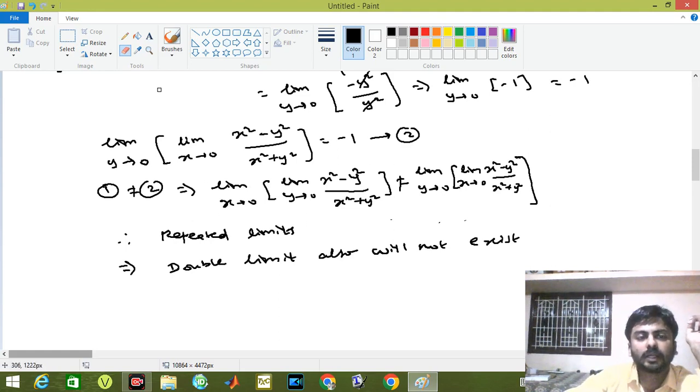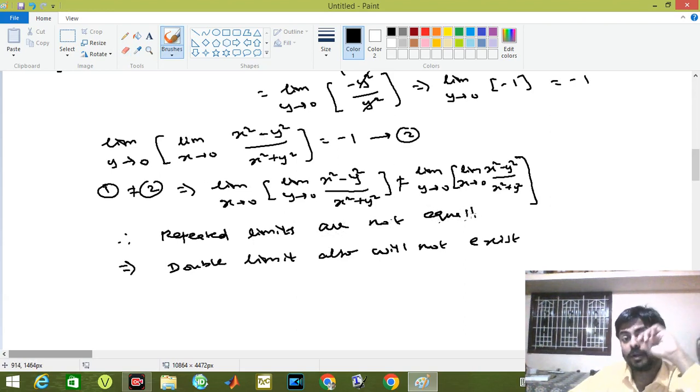You have to write like, they are not equal. Repeated limits are not equal. Sometimes they will not exist also. If they are not existing, then the double limit will also not exist. That you have to keep in mind. So if repeated limits are not equal, then the double limit will not exist. The repeated limits are existing here, but they are not equal.